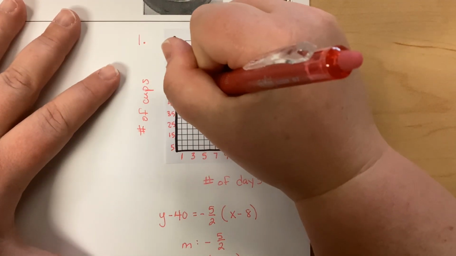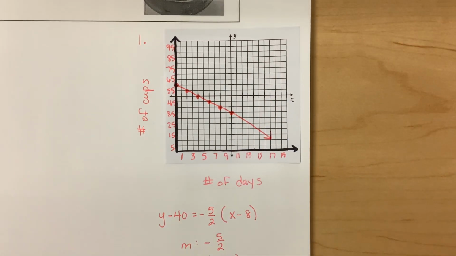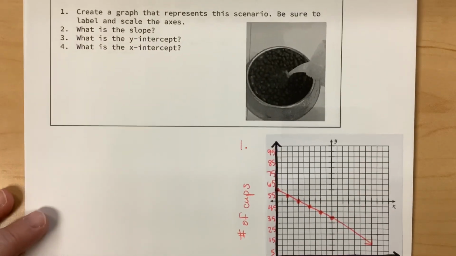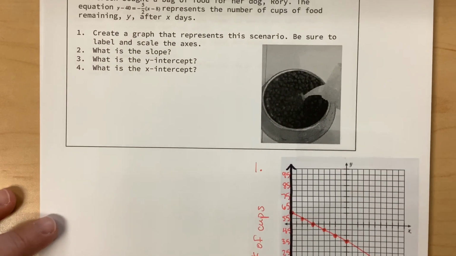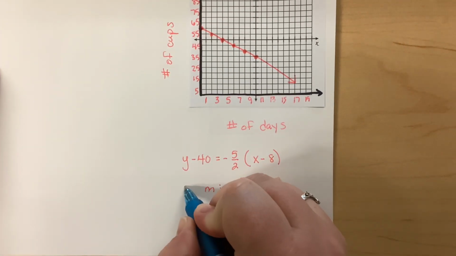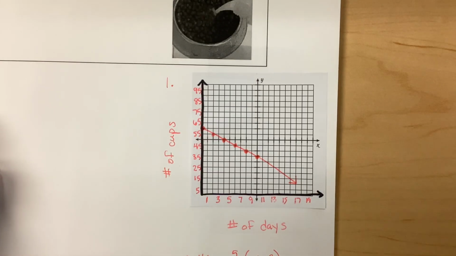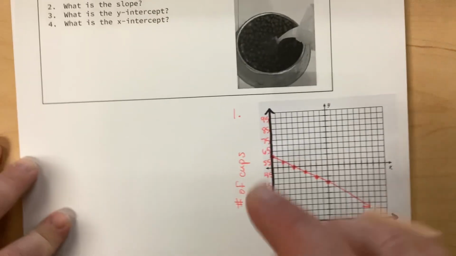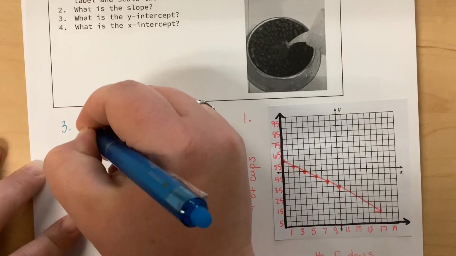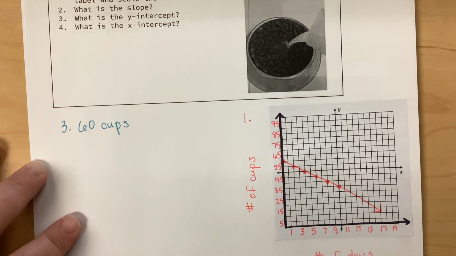Okay, so here's my line, and it is decreasing, which makes sense because Rory's gonna be eating the food in that bag, and eventually the bag will be empty, okay? All right, now we have a couple of questions. The second question says, what is the slope? We've already answered that, so number 2 is right here. The slope is -5 over 2. Number 3 says, what is the y-intercept? Well, lucky for us, we went back and we found that. The y-intercept is 60. So number 3, I'm gonna put 60, and that's cups, which means that the bag starts with 60 cups in it.